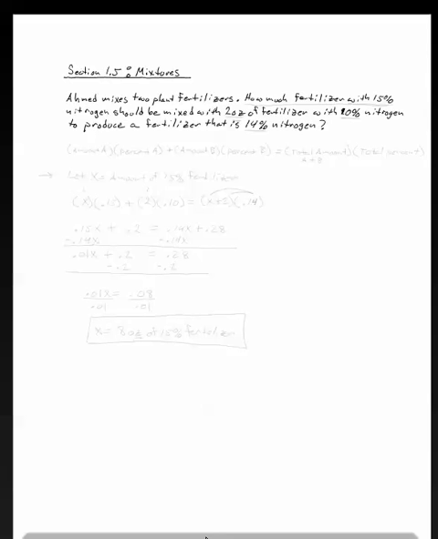So we want to look at an application involving mixtures. So this says, Ahmed mixes 2 plant fertilizers. How much fertilizer with 15% nitrogen should be mixed with 2 ounces of fertilizer with 10% nitrogen to produce a fertilizer that is 14% nitrogen?